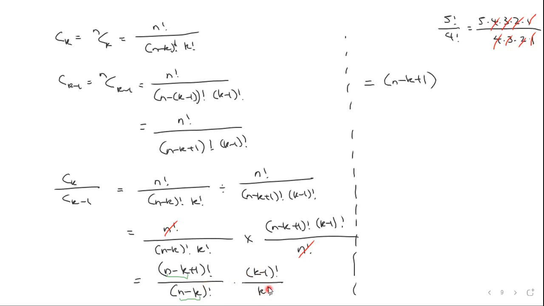And this one, well, k minus 1 is smaller than k by 1. So very similarly, k factorial will be left with k, while cancelling out all the other things from k minus 1 factorial. And therefore, n minus k plus 1 over k will be our answer, which is what they're looking for.